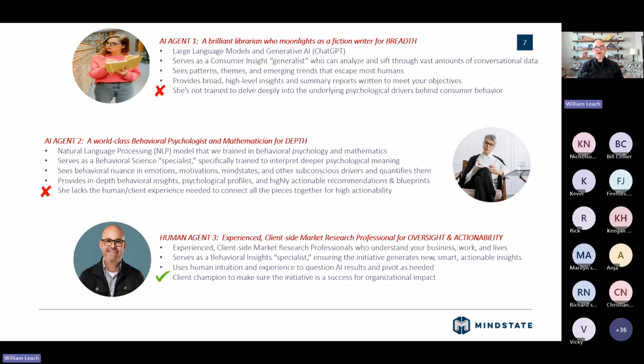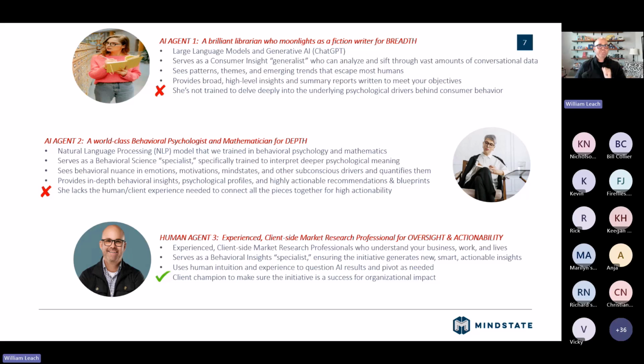So let's first talk about our generalist. I like to think of the generalist, my agent number 1, as a brilliant librarian who moonlights as a fiction writer for breadth. This here is the vast, vast, vast majority of research companies out there that are using AI to do better marketing research and to write summary reports, right? So think of this as a large language model. This AI agent, like I said, I think she's a brilliant librarian and she's moonlighting as this fiction writer, and she's going to get me breadth of insights.